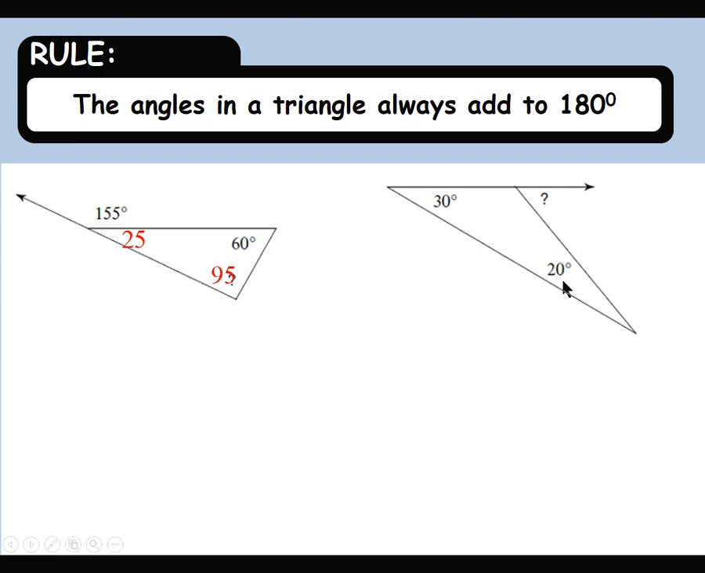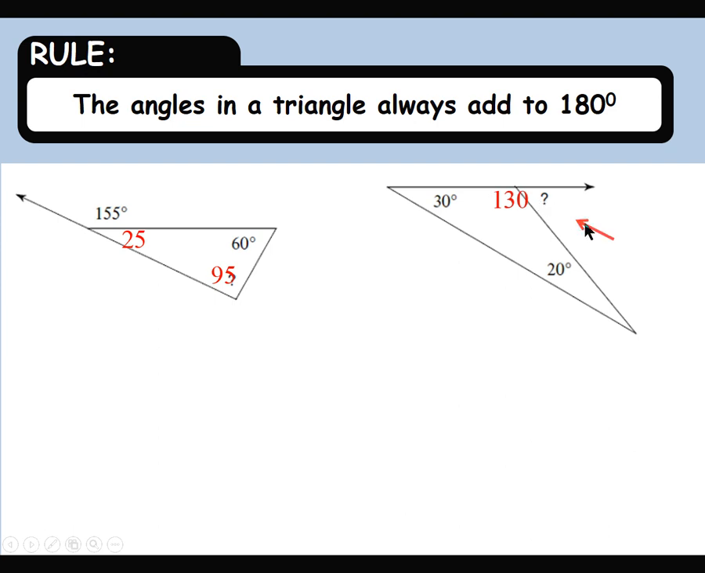For the third one, take a moment and see if you can get to the measure of this angle. There's a couple different ways to do it. The long way is to find this angle first. It's the third angle in the triangle. We know this one's 20 and this one's 30, so we simply subtract those from 180 and we can find this angle. It's going to be 130.